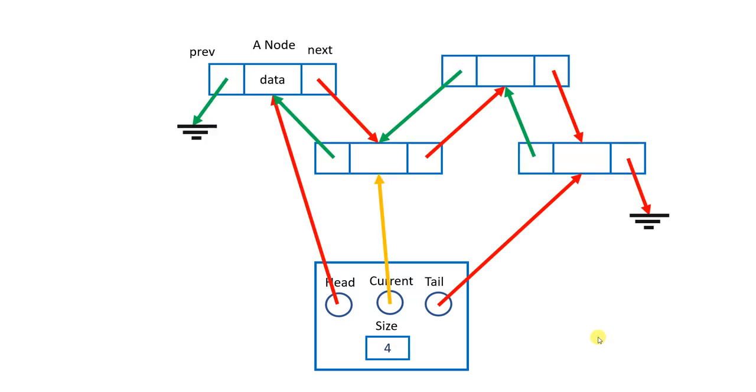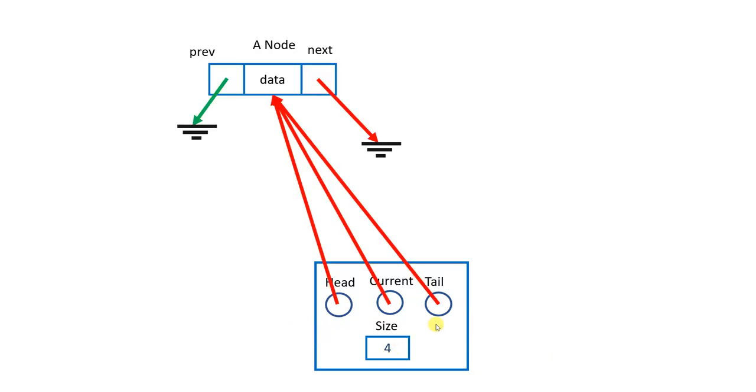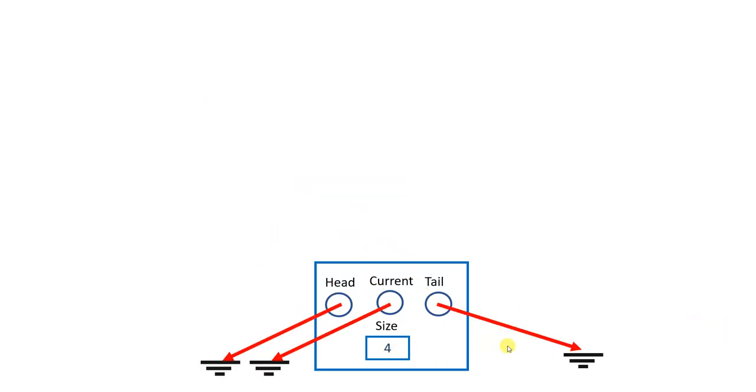And a queue, when it's fully built, looks like something like this. The head points to the first node, and from that you can go next, and if you go to the next one, you can go back to the previous one. So an empty queue essentially looks like something like this. Obviously, size over here is not 4. The size over here will be zero.